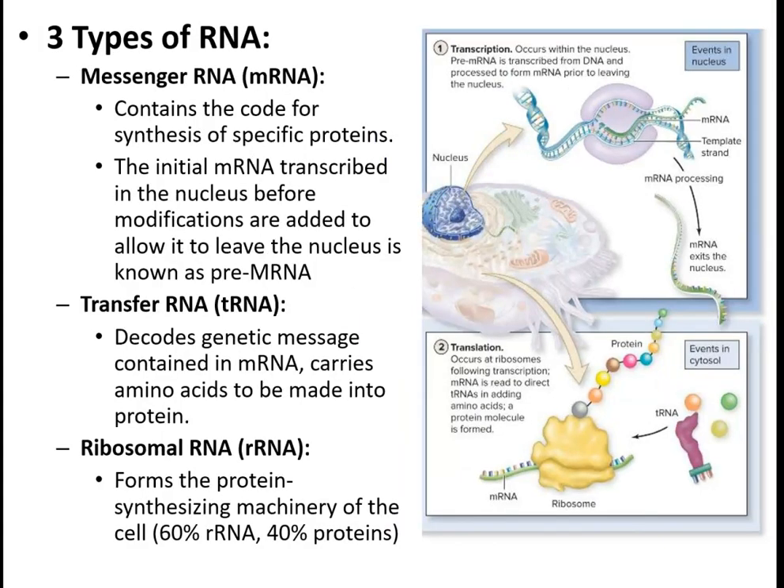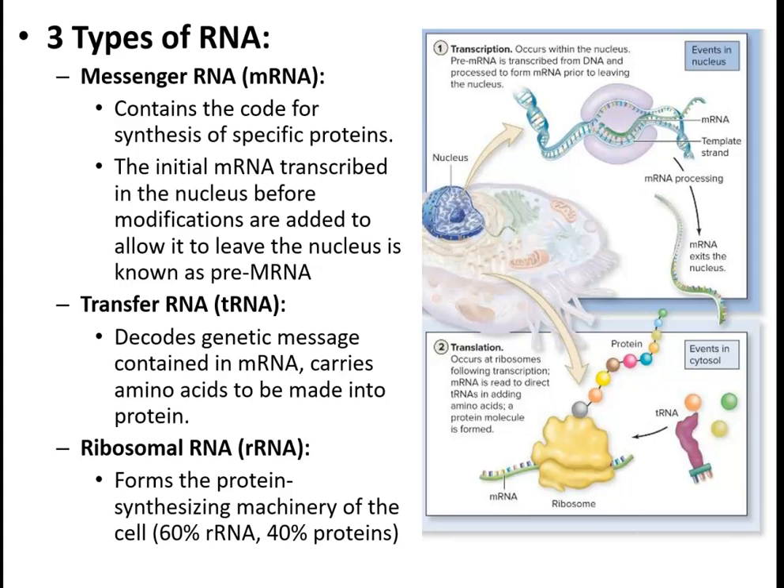There are 3 general types of RNA we'll talk about. Messenger RNA is the first, mRNA. It contains the code for the synthesis of specific proteins. Also know that the initial mRNA that's transcribed in the nucleus, before modifications are added to allow it to leave the nucleus, is known as pre-mRNA. So really you start off with transcribing a pre-RNA strand, and then that pre-RNA gets a bunch of modifications added to it that allow it to slip through those nuclear pores and leave the nucleus.